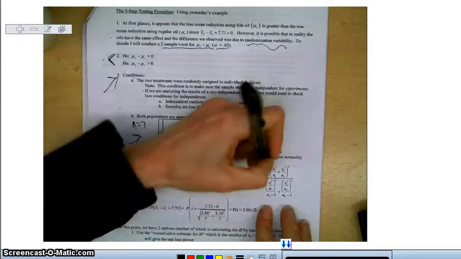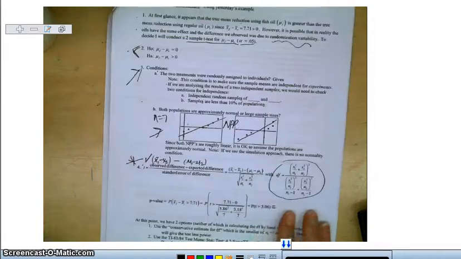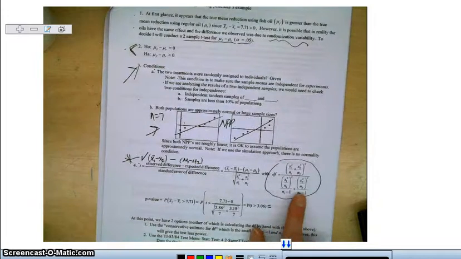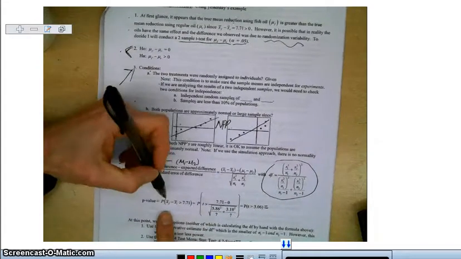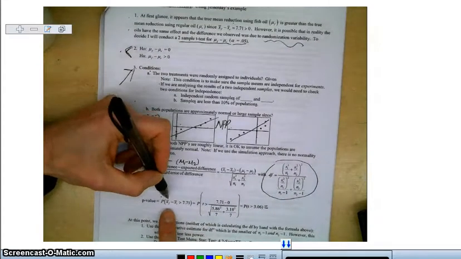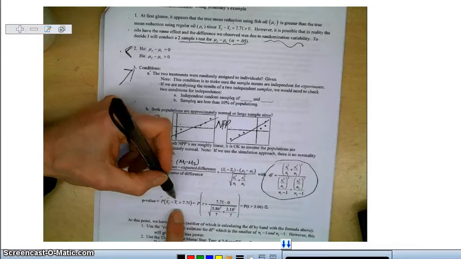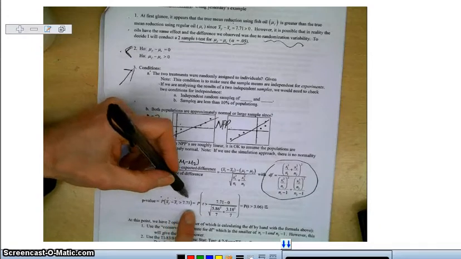Now, the degrees of freedom looks like this. That's pretty ugly, isn't it? That's the formula for the degrees of freedom for a difference of means. All right, so our probability statement, we would say what's the probability that the difference in the fish oil and the regular oil is greater than 7.71.